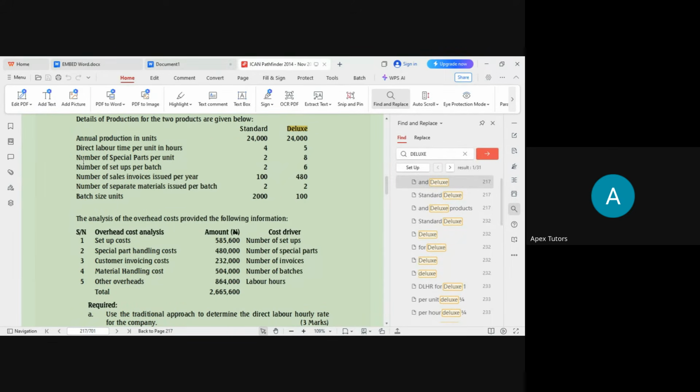Now, in this data here, number of special parts per unit. Can you see it? Per unit. Anytime you see per unit, just link it to the annual production in units. Now, the number of special parts per unit will be what? Since it's in relation to units, what are we going to do?